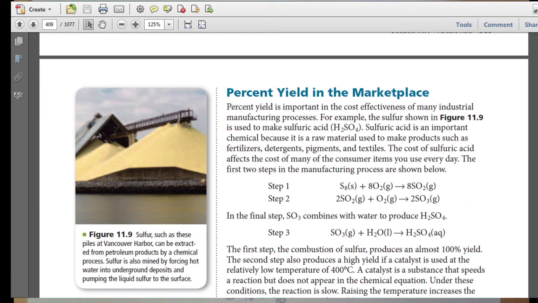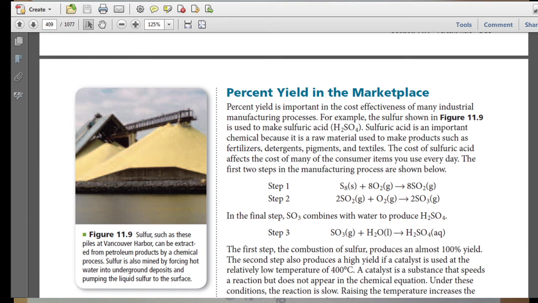Percent yield is important in the cost effectiveness of many industrial manufacturing processes. For example, the sulfur shown in figure 11.9 is used to make sulfuric acid. Sulfuric acid is an important chemical because it is a raw material used in many products such as fertilizers, detergents, pigments, and textiles. The cost of sulfuric acid affects the cost of many of the consumer items you use every day. The first two steps in the manufacturing are shown below.